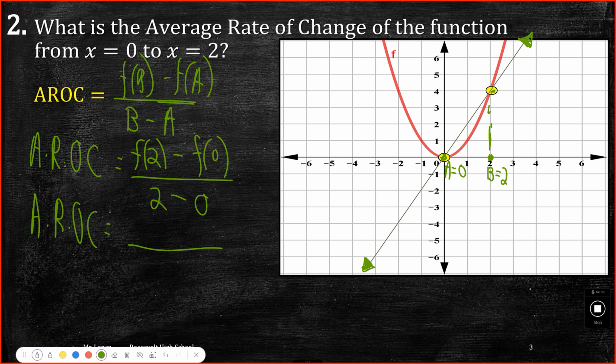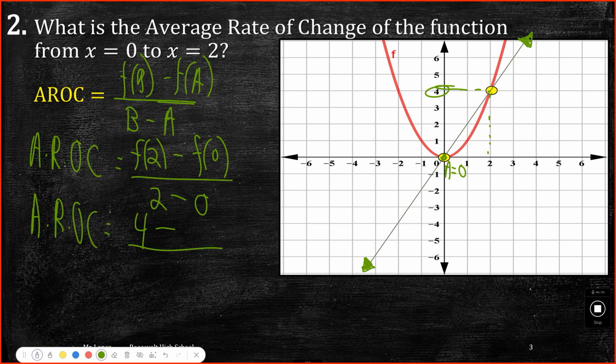4. Hey, look up here. This is important, everybody. What is the y value of the second point? Well, the y value of the second point is going to be 4. So you put it here. The y value of f of 2, or the y value of 2, is going to be 4. Minus f of 0.